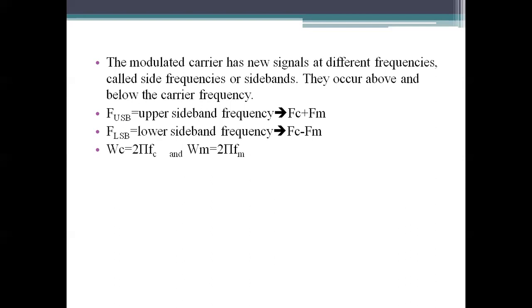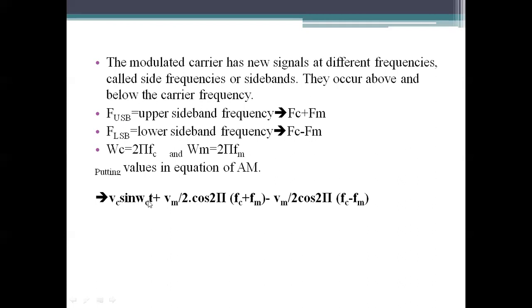Now this is the frequency in the normal format, but the frequency available with us is in radian form, that is omega c and omega m. So omega c is nothing but 2 pi fc and omega m is nothing but 2 pi fm. Putting these values in the equation of AM, we get Vc sin omega c t, where omega c is replaced by 2 pi fc and omega m is replaced by 2 pi fm. 2 pi is taken common, so we have fc plus fm, and similarly here. So this is the equation.